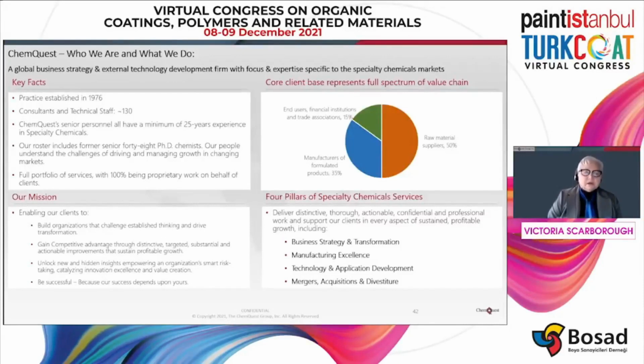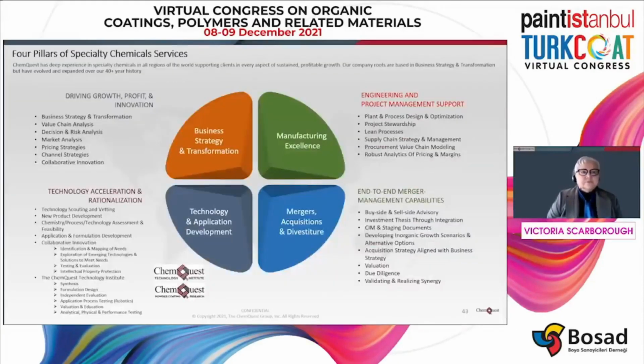So when we look at our pillars of service, we're, again, looking at strategy and trying to help you transform your business by maybe moving in a different direction if you need to move that way. If you have manufacturing problems, we have people who have expertise in manufacturing, very amazing folks, actually. For technology development, I'm going to talk a little bit in the last slide about our ChemQuest Technology Institute. We also have a powder coatings research institute as well. And then finally, we have expertise in mergers and acquisitions.